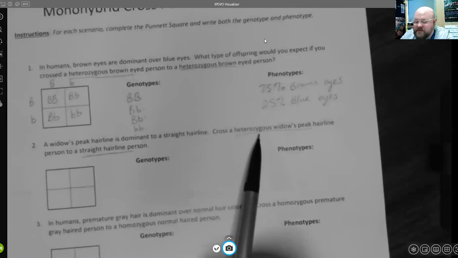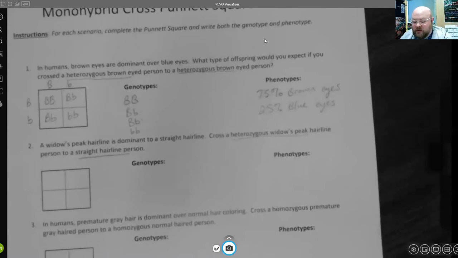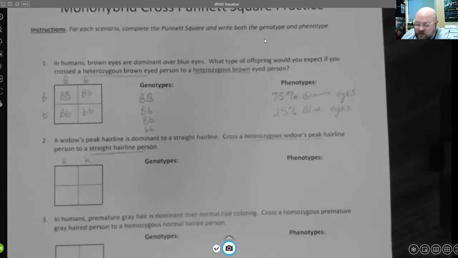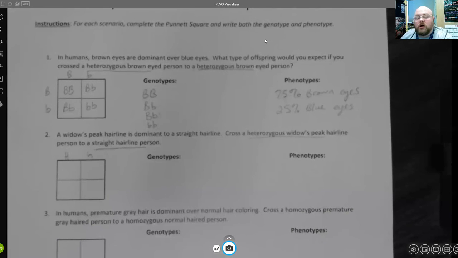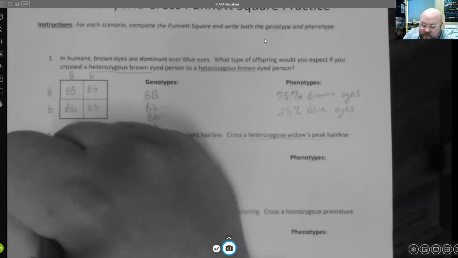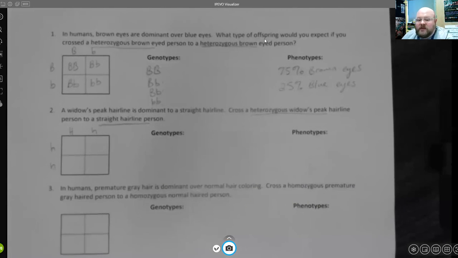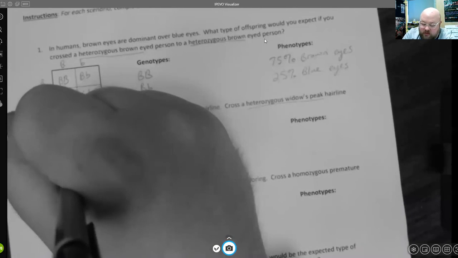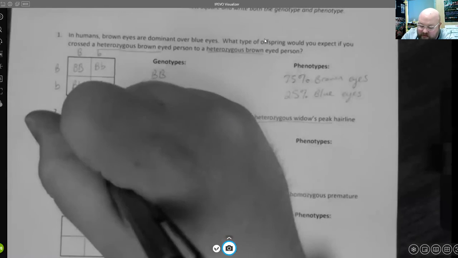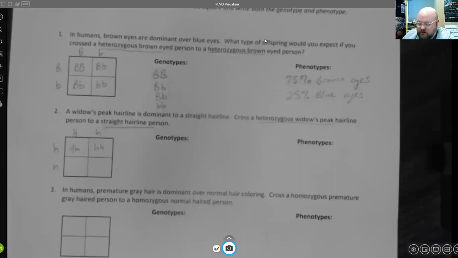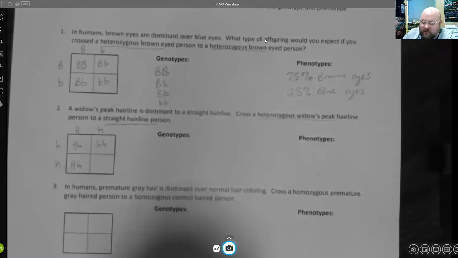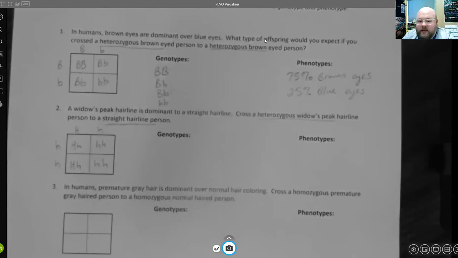Now, heterozygous means it's going to be dominant but different. So that would be big H, little h. So big H, little h. Now, the straight hairline is recessive, and the only way to have recessive is two lowercase. So little h, little h. And once we have that, we can start to fill it in. We're going to have big H, little h here. We're going to have little h here. We're going to have big H, little h here. And we're going to have little h here.